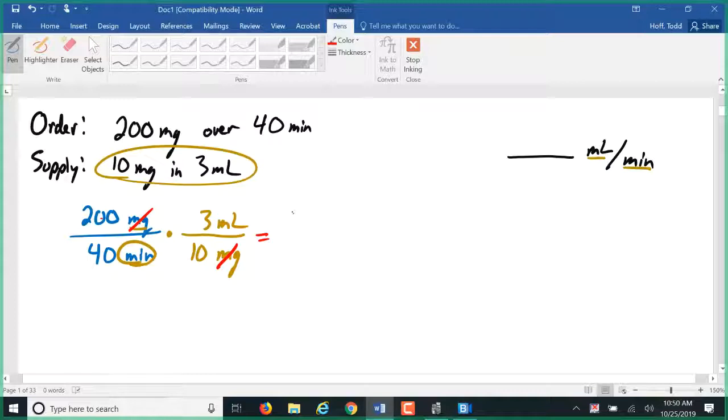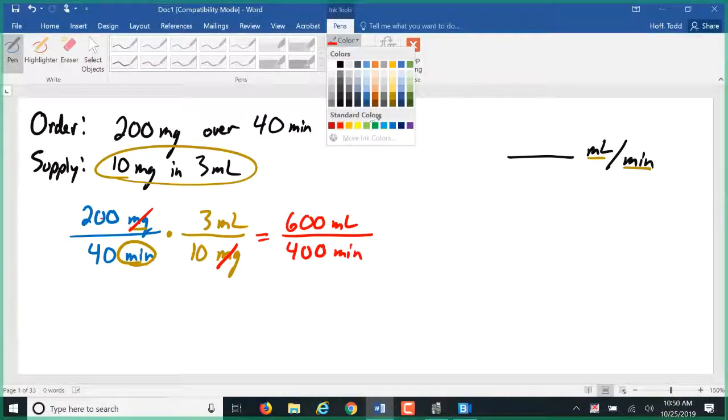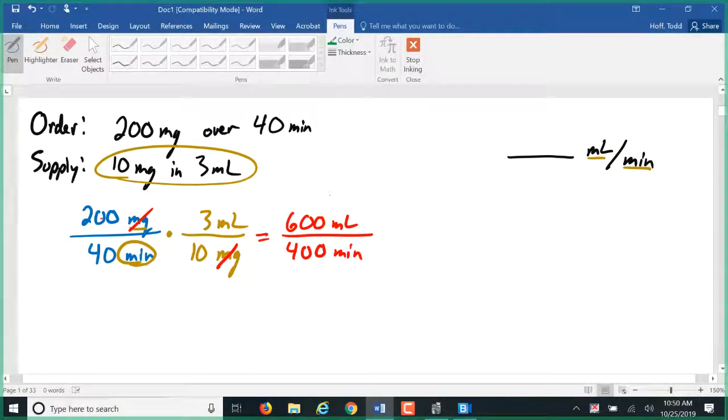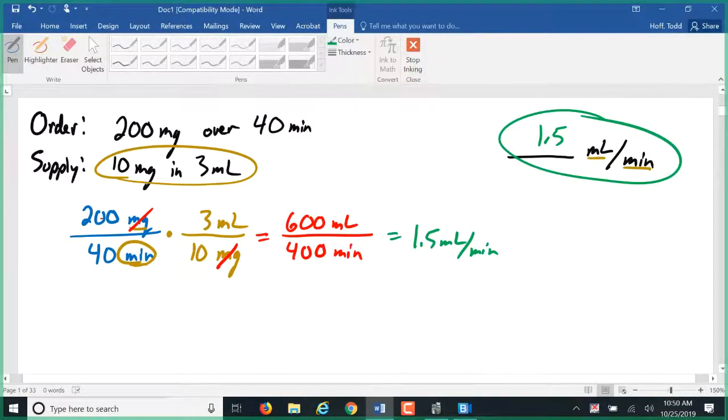200 times 3 milliliters is 600 milliliters. On bottom, 40 minutes times 10 is 400 minutes. That divides out to be 1.5 milliliters per minute. There it is, 1.5 milliliters per minute. Any questions on that one?